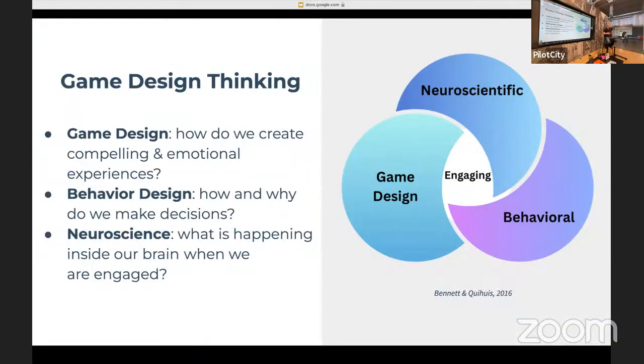What I do in my work and in my lecturing at Stanford is this concept called game design. It's basically three things. The game design part is how we create experiences that are both compelling and emotional. Also behavior design, which is all about why and how we make decisions, and how we can nudge people to make decisions that are better for themselves. And then neuroscience. Anyone ever heard of neuroscience before? Neuroscience is what's going on in your head. We study things like what's going on in our brain when you're watching Netflix versus reading on Kindle versus sitting in class.